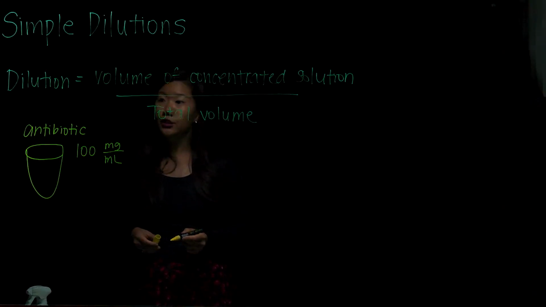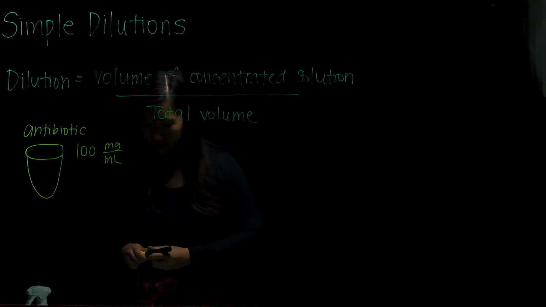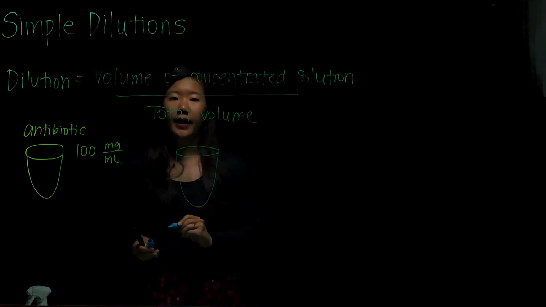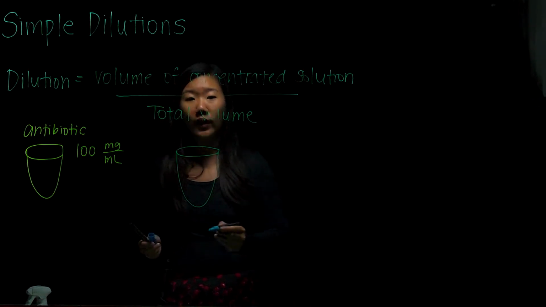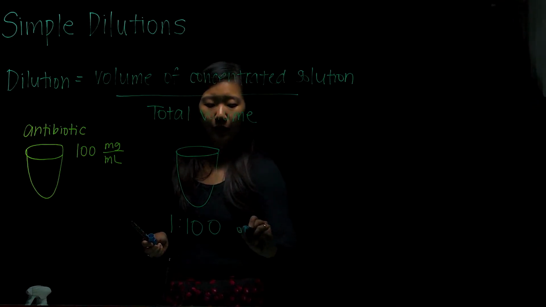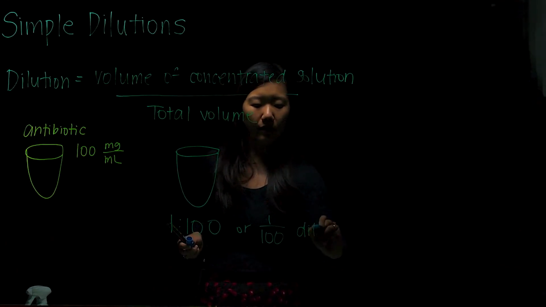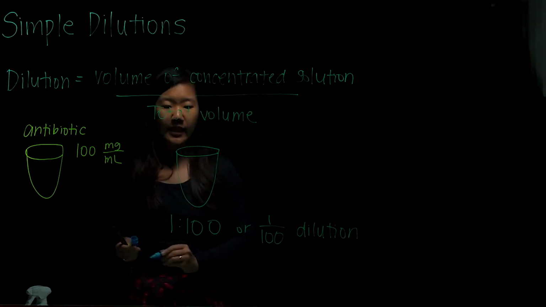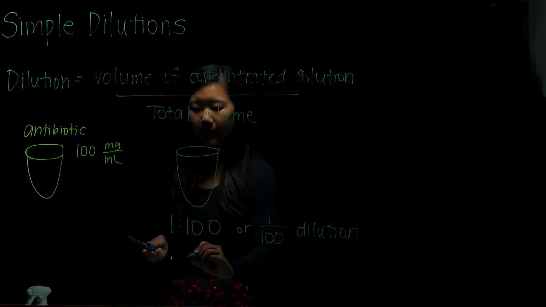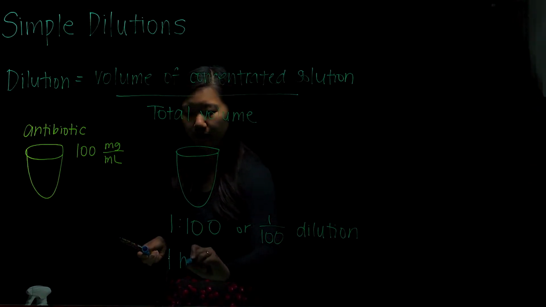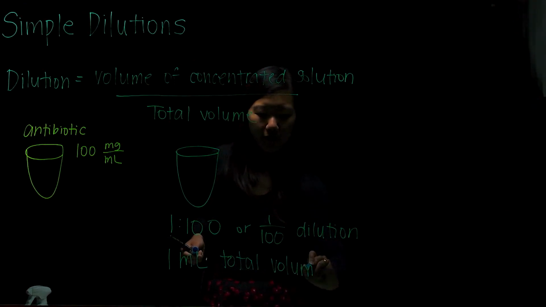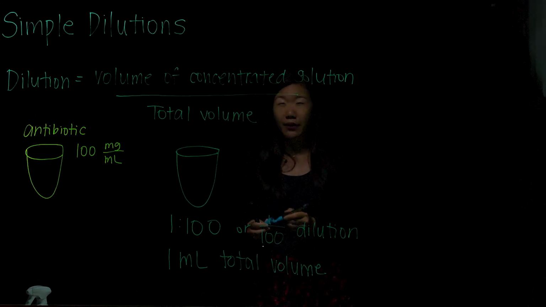Let's say we wanted to make a dilution of this antibiotic. So we could take another tube, and let's say we wanted to make a 1 to 100 dilution of this antibiotic. Okay. So first we're going to ask ourselves, what is the total volume? So let's say we want to make a total volume of this diluted antibiotic of 1 milliliter. Okay. So how would we do this?